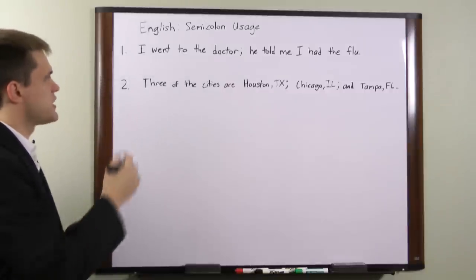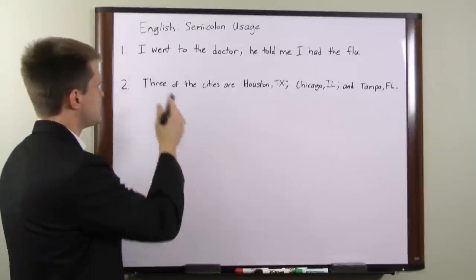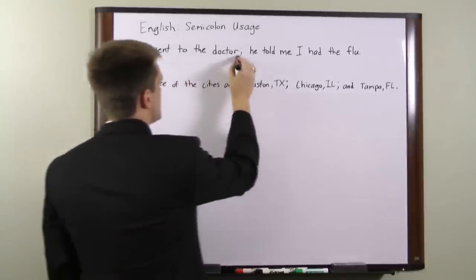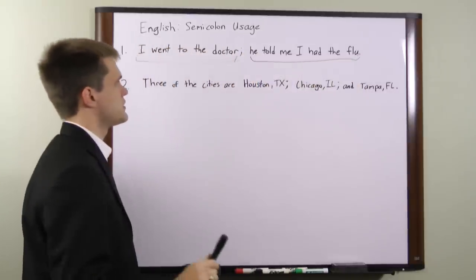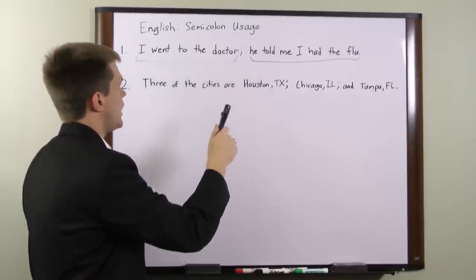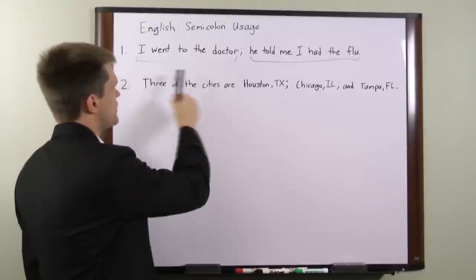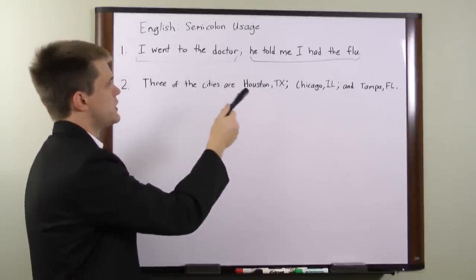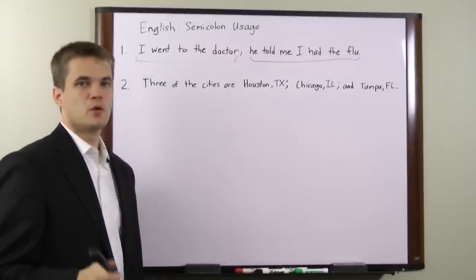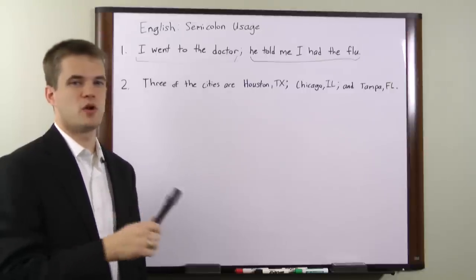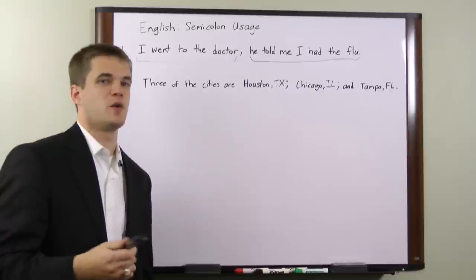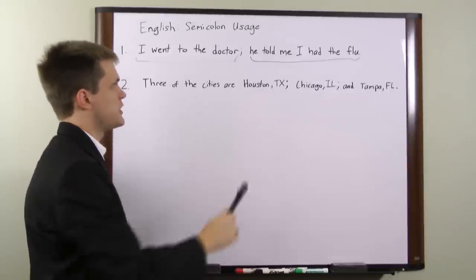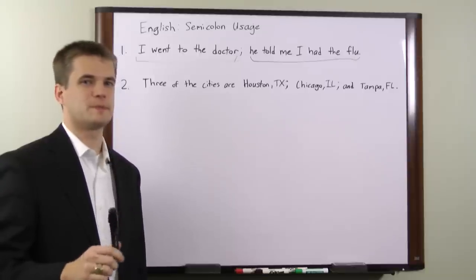Here we have one example sentence for each usage. In this first one, we have two independent clauses separated by a semicolon. So each of these clauses could stand on its own as a sentence, but we've chosen to combine them into a single sentence, and we do so with a semicolon. It's proper to use a semicolon in this sentence because the two phrases, "I went to the doctor" and "he told me I had the flu," are very closely related to one another. Hearing that you have the flu is a direct result of going to the doctor. You would not, for instance, be able to use a semicolon in a situation where your two clauses were, "I went to the doctor, I scored a 99 on my exam," because they're not related in the same way that these are. So in order to use a semicolon to separate two independent clauses, the two clauses must be very closely related to one another.